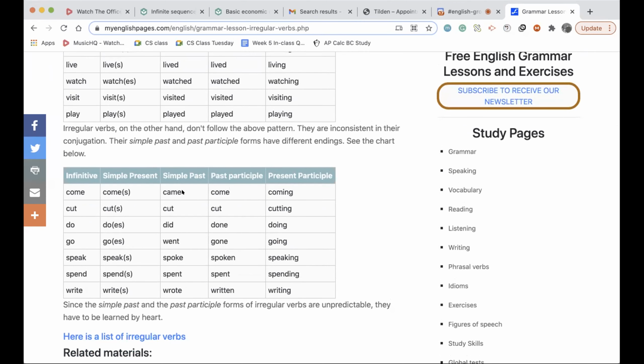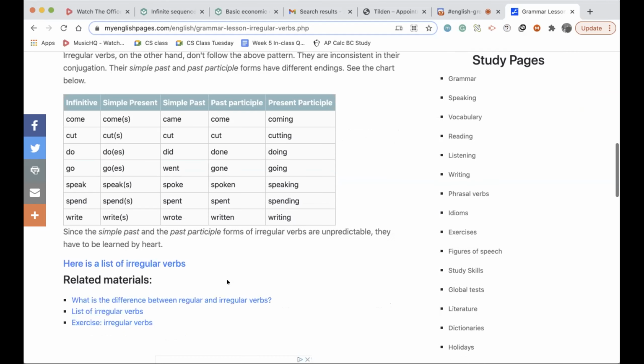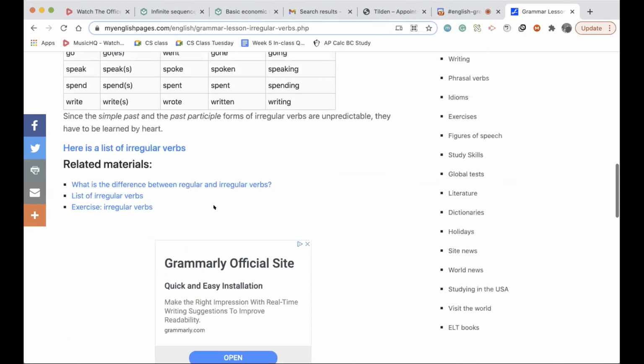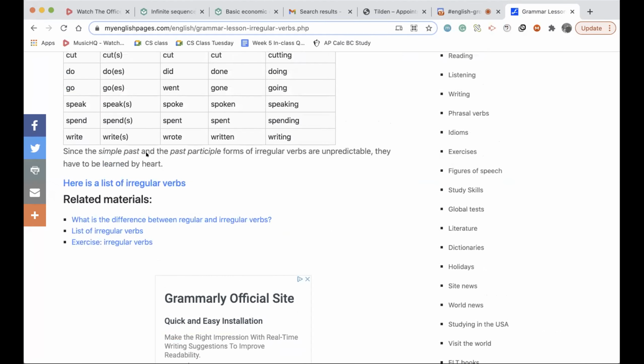So see here, it says came, cut, did, went, spoke, spent, wrote. None of them are really the same, I guess. I mean, they don't follow a similar pattern. And same with past participle: come, cut, done, gone, spoken, spent, written. Again, not the same. And then present participle, adding an ing again. But it's simple past and past participles that are different. Since simple past and past participle forms of irregular verbs are unpredictable, they have to be learned by heart. You just have to know them.